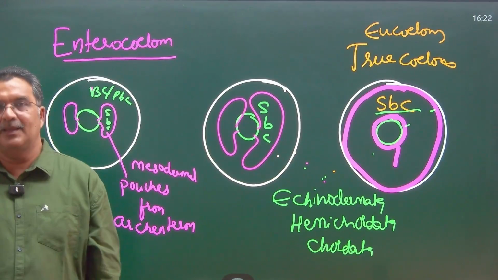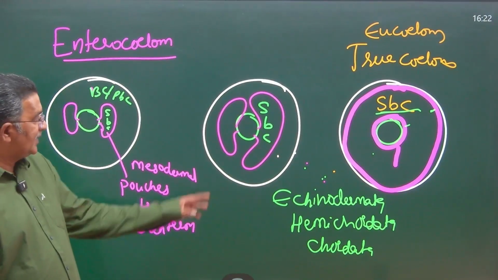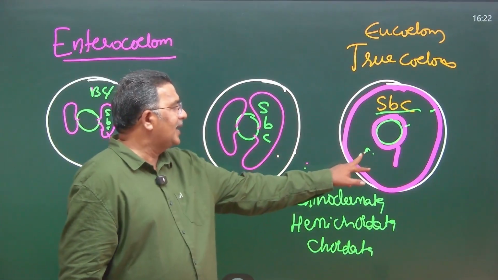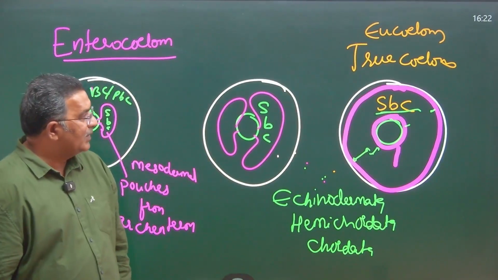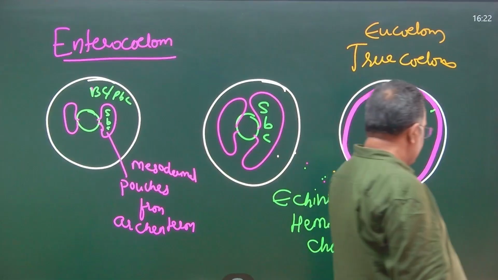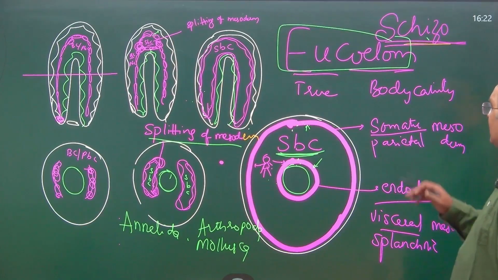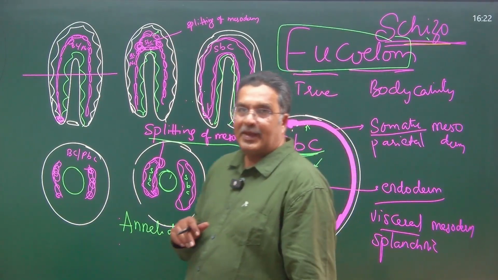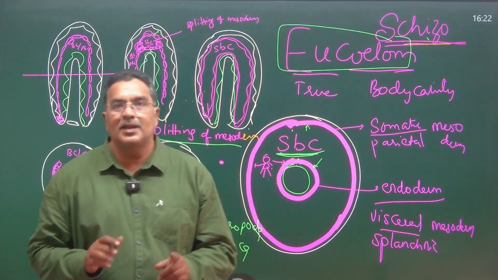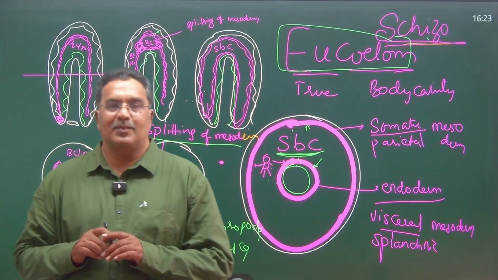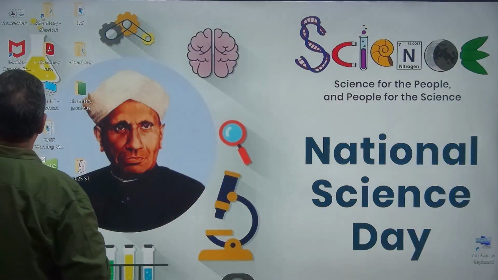Focus on the pink line, that is very important. Pink is mesoderm. Mesoderm went to both sides, hence this cavity has mesoderm on two sides. The mesoderm on the ectoderm side is called somatic or parietal mesoderm. On the endoderm side, it is called visceral or splanchnic mesoderm. We will go to the chart once to understand this procedure.